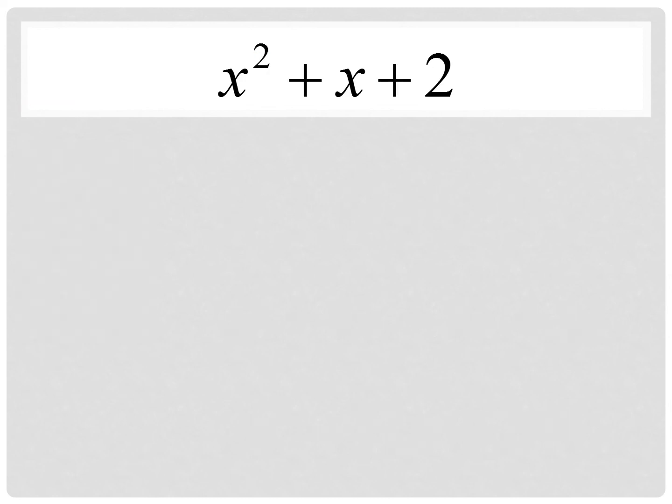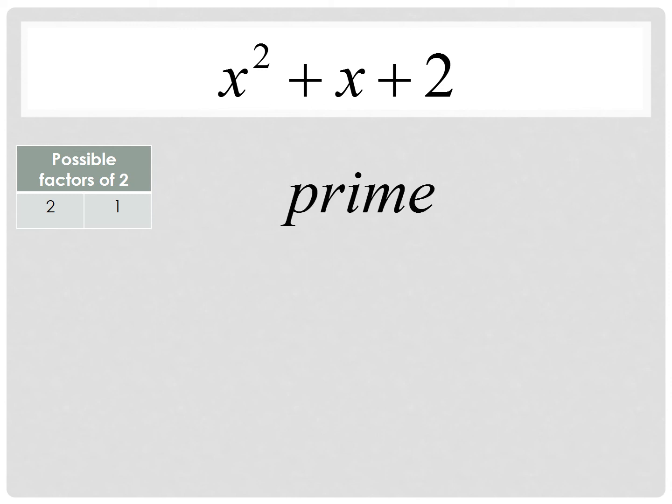Let's look at one last example. Once again, we want to identify the factors of the last term. The only possible factors of 2 are 2 and 1. Since in no possible way they can add or subtract to our middle coefficient, which is a positive 1, I know that there's nothing more that can be done. There are no numbers that multiply, just like the number 17, that can make this trinomial, other than the trinomial and 1, other than the number itself.